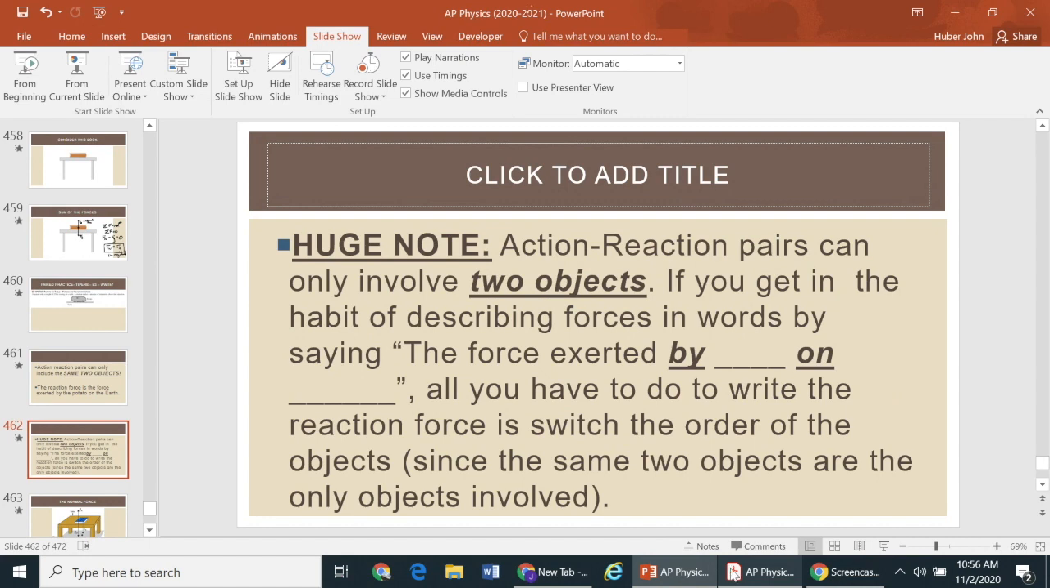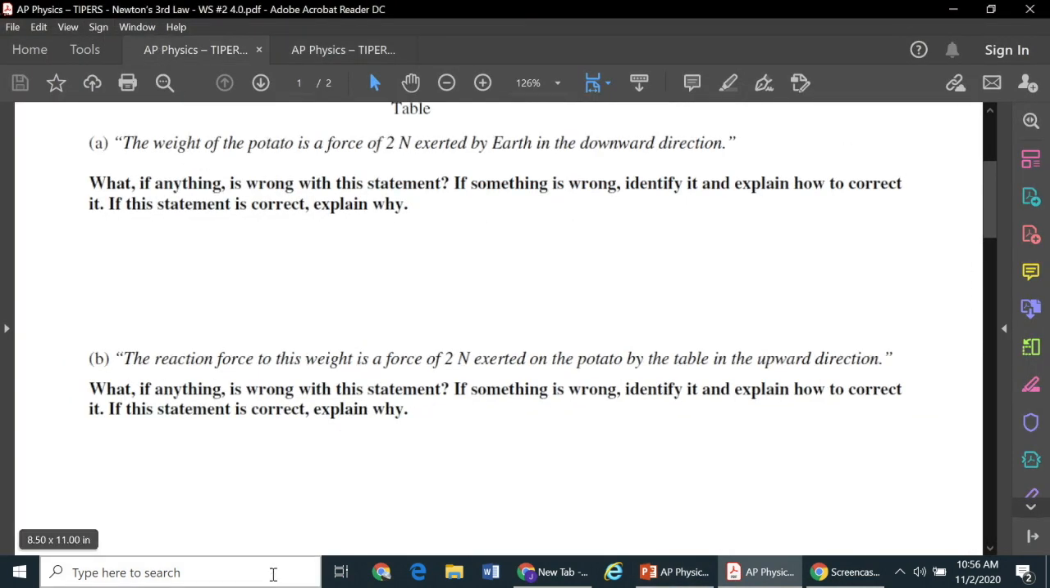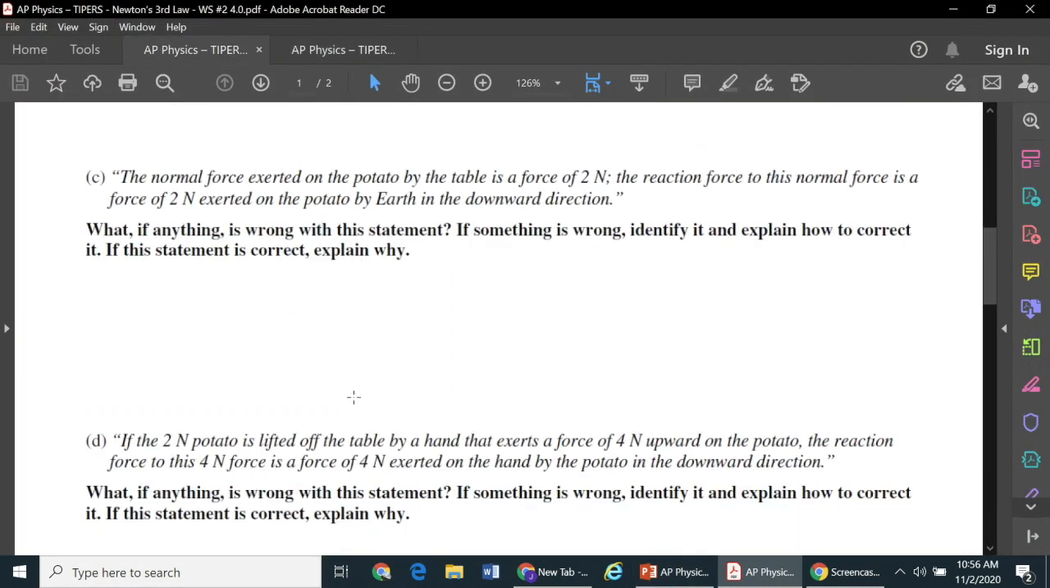Moving on in the sheet here, let's go to part C. Part C says the normal force exerted on the potato by the table is a force of 2 newtons. The reaction force to this normal force is a force of 2 newtons exerted on the potato by the earth in the downward direction. Based on what we said so far, this one should be pretty quick for you to answer. So go ahead and pause this video here. Take like 1 or 2 minutes. Based on what we said, this shouldn't be that complicated at all. And when you hit play, we'll go over the answer and then move on.